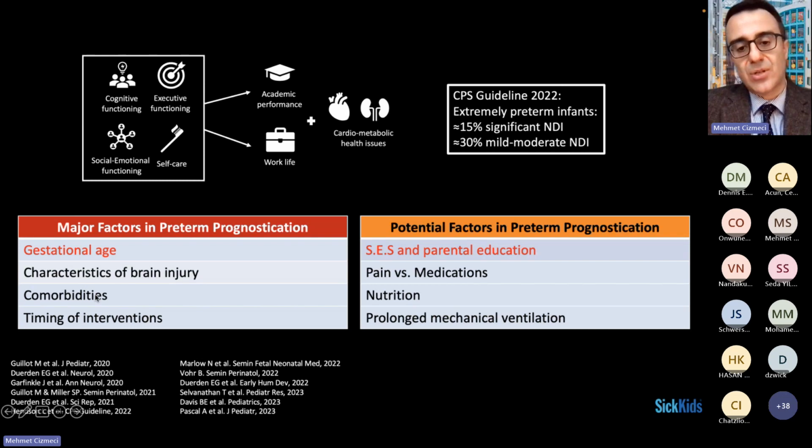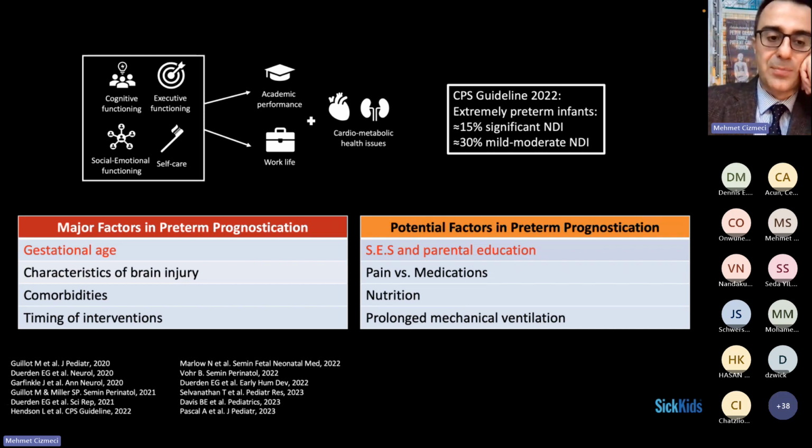Coexisting morbidities are also important, and especially in the very preterm population, the accompaniment of severe ROP, chronic lung disease, surgical NEC, and gram-negative infections increases the likelihood of neurodevelopmental impairment significantly in this population. And also the timing of interventions, both in the NICU period and in the early childhood period, is very important to get better outcomes.